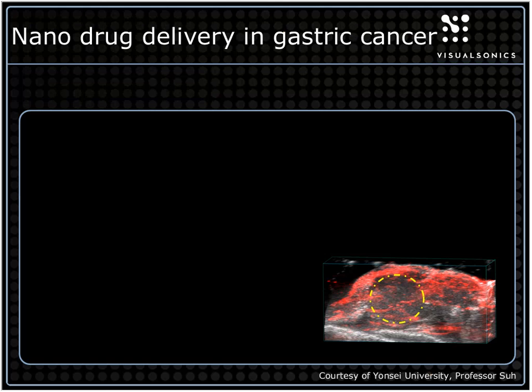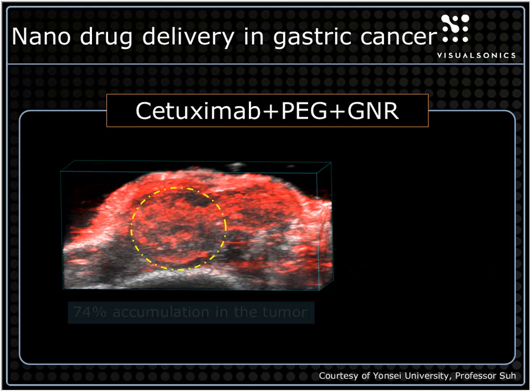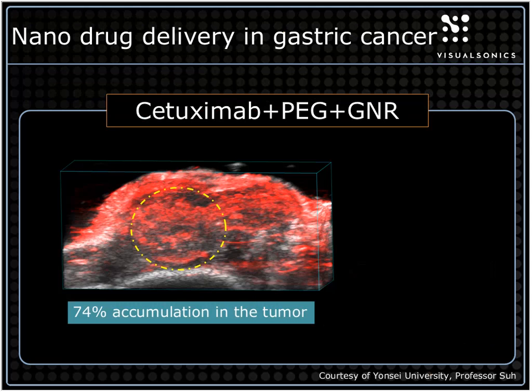So I want to bring to your attention nano drug delivery. The question of when a drug is going to be delivered to the site of where the tumor is. And here, this is a study that was done using cetuximab conjugated to PEG and gold nanorods. This is in the forefront of nanotechnology, and using the gold nanorods to visualize where the accumulation of the drug takes place. This is a study done at the Yonsei University with Professor Su.